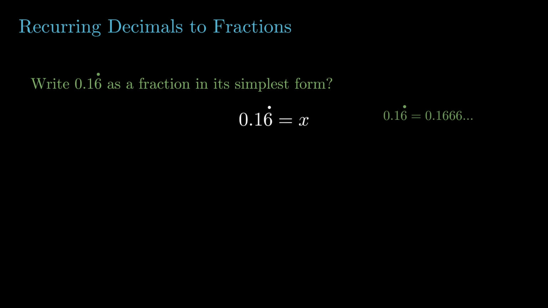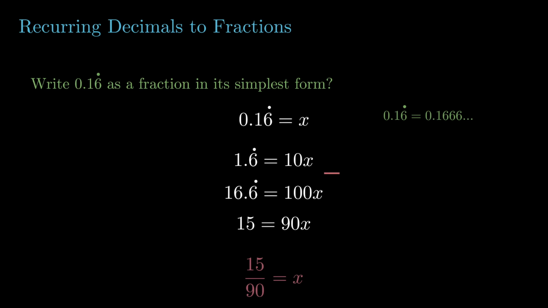And now the next step is we write 0.16 with the 6 recurring equal to x. Now we times both the left side and the right side by 10, so we get 1.6 recurring is equal to 10x. As you can see, the 0.6 will not cancel out, so we times by 10 again, and we get 16.6 recurring is equal to 100x. Now you can see the third line and second line, if we subtract them from each other, the 0.6 will cancel out, so we're left with 16.6 recurring minus 1.6 recurring is equal to 15, and 100x minus 10x is equal to 90x.